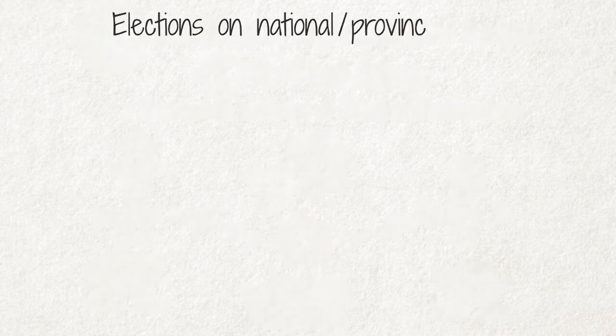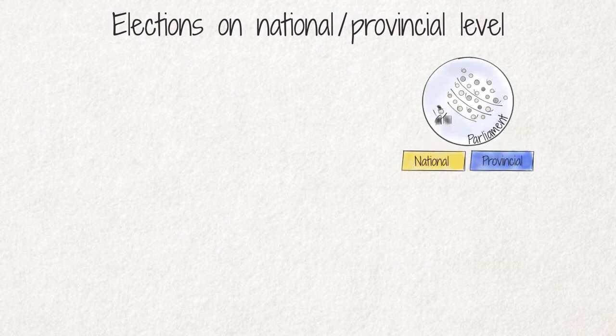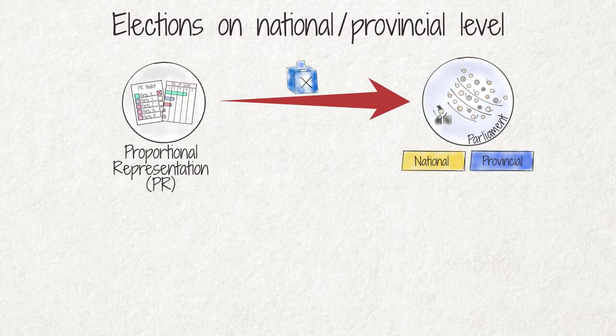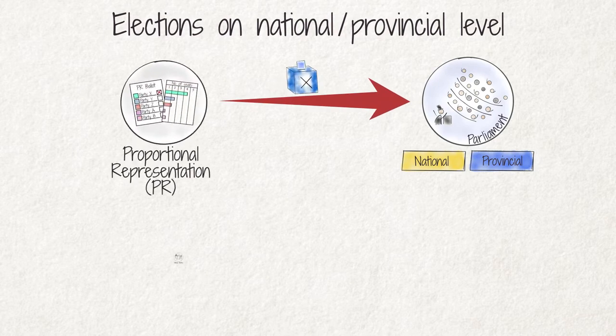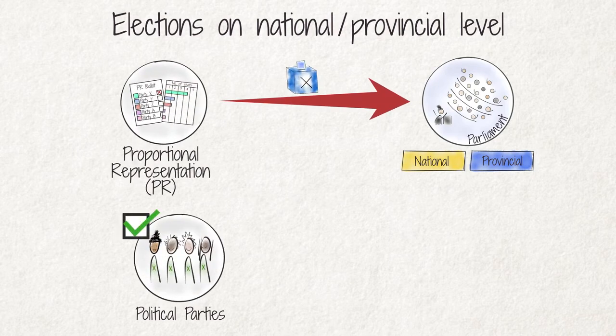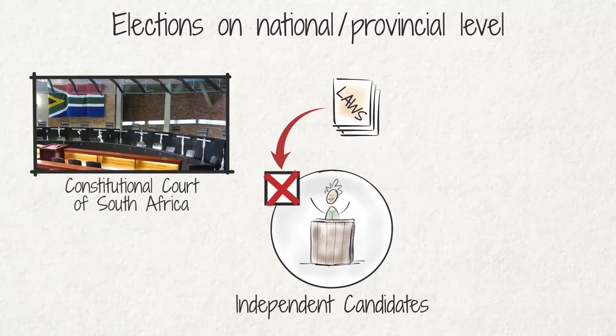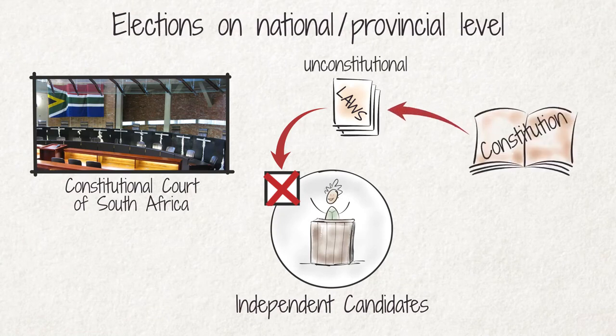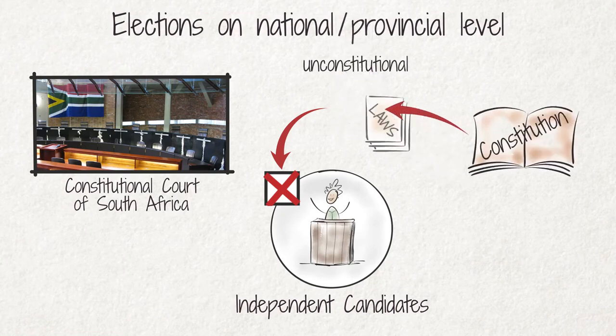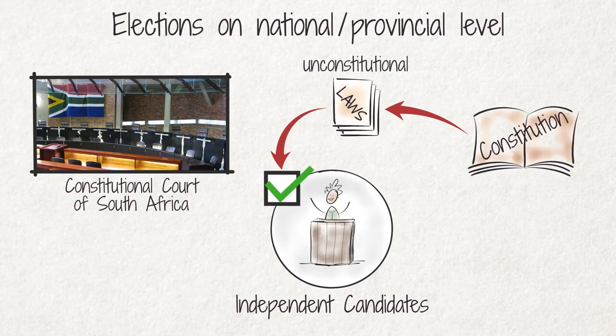Elections on national and provincial level. Members of the National Assembly and the 9 provincial legislatures are elected according to the PR system. Only political parties may contest in these elections. The law does not allow the nomination of independent candidates. However, our Constitutional Court has ruled that this is unconstitutional, and the electoral system will now have to be changed in order to allow independent candidates to participate.